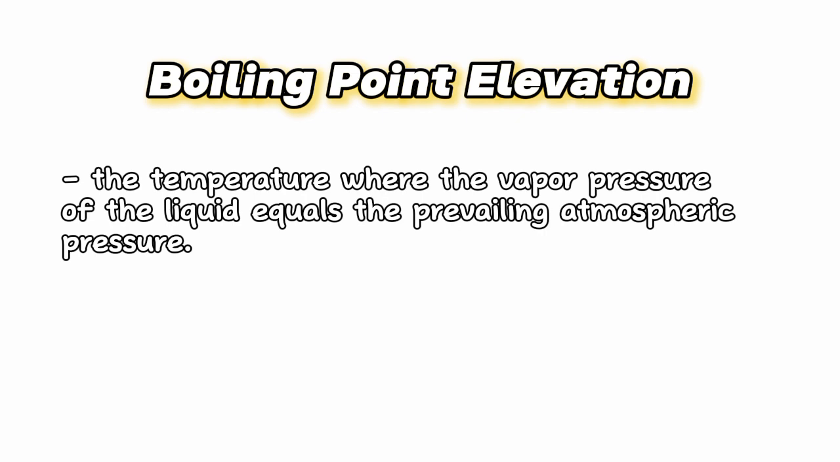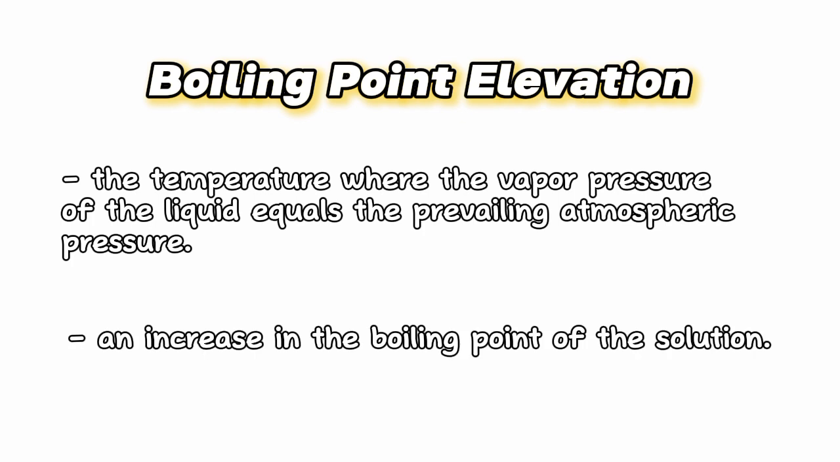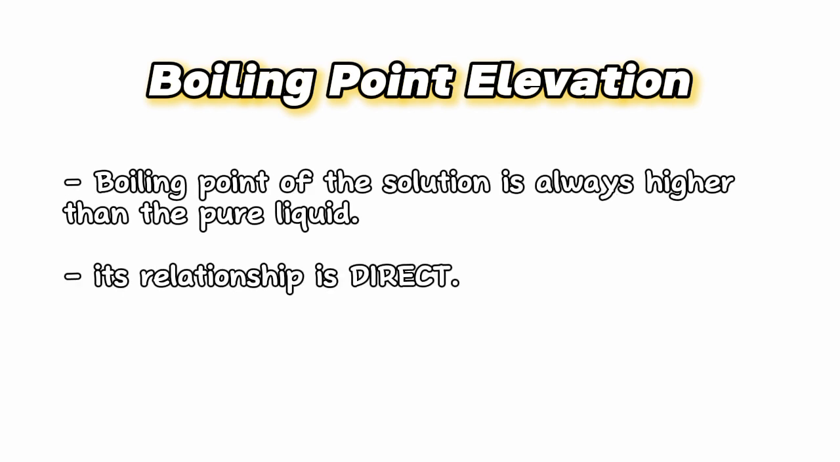Boiling point is the temperature where the vapor pressure of the liquid equals the prevailing atmospheric pressure. Boiling point elevation occurs when a solute is added to a solvent, resulting in an increase in the boiling point of the solution. Water boils at 100 degrees Celsius when its vapor pressure equals the atmospheric pressure. Remember, boiling point of the solution is always higher than the pure liquid. This means its relationship is direct.